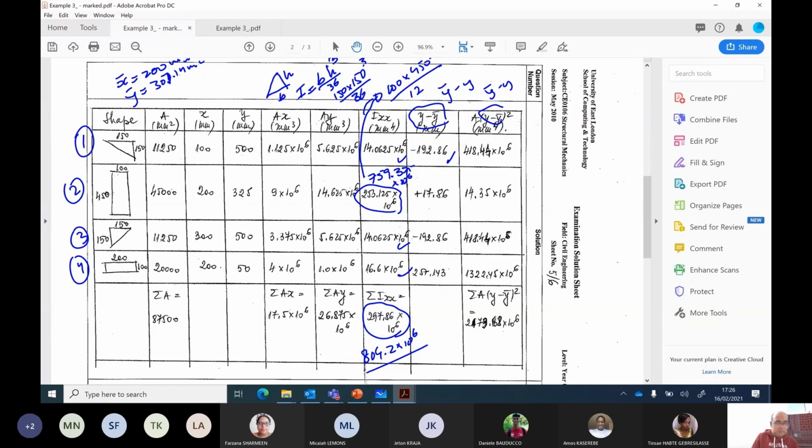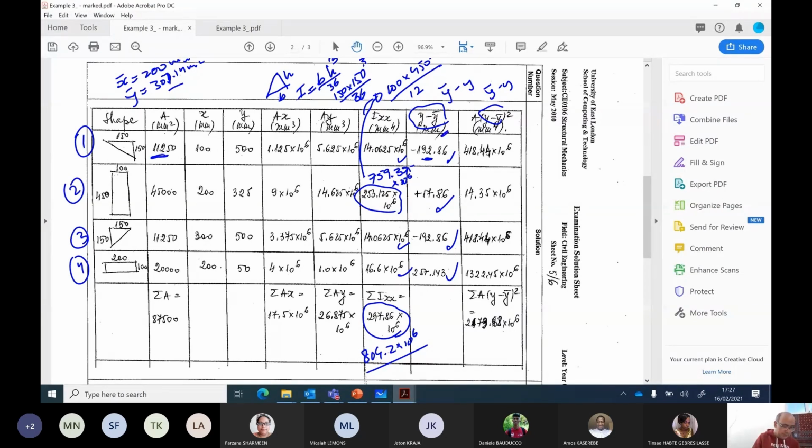The second one is again 325 minus 307.14. It makes sense, it's 17.86. This is fine. The third one and the first one should be the same. And finally, 307.14 take away 50 will give me 257.14. Now I have to multiply the square of this with the area. Area is this one, so area times this value.